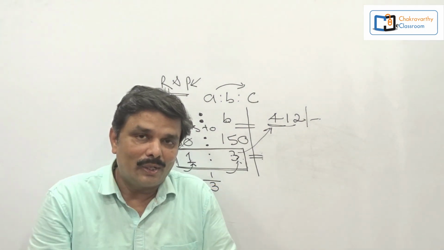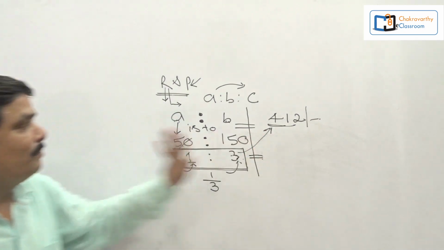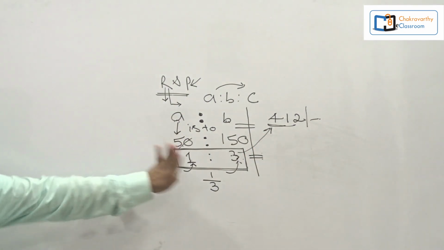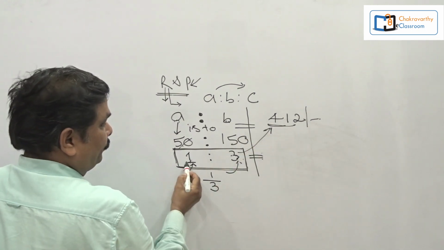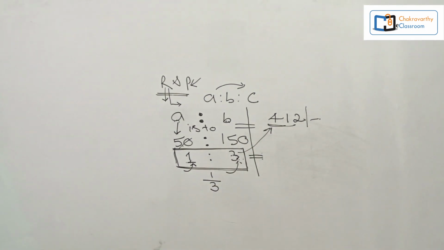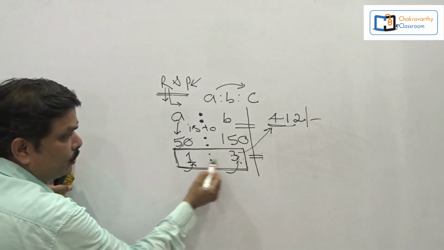Okay, how to solve that one without taking anything as X, I'll show you. But before that one, it is mandatory to learn from this extent. Okay, now let's go for this one. How to divide 412 between A and B in 1 is to 3? Very simple one here. Now the ratio is 1 is to 3.